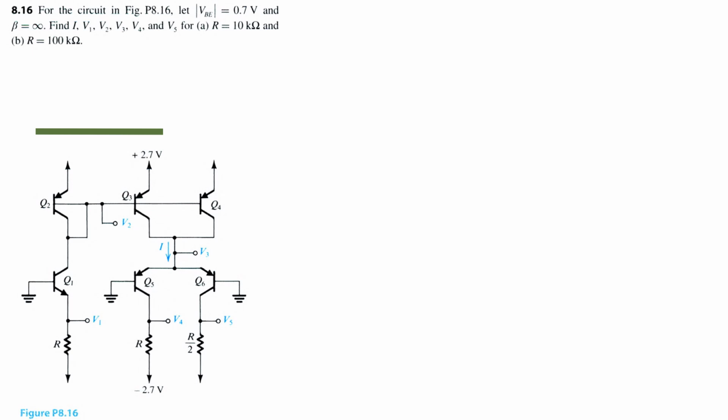Now, I did not cover BJT current mirrors in my lecture video for this chapter, so I will be detailing this circuit. First off, let's try to observe pretty easy voltages, or low-hanging fruits as I like to call them, and solve for those first. So I want to direct your attention to V3.